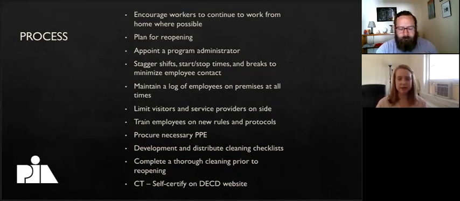Just things like: continue with the work from home, stagger shifts, stagger start and stop times. So not everyone's racing into your office at 8:25 to start at 8:30, spreading it out so that people are not all trying to go up the stairs at the same time. And same with breaks, like lunch breaks, so not everyone is trying to use the microwave at the same time. Maintain a log of employees on premise at all times.